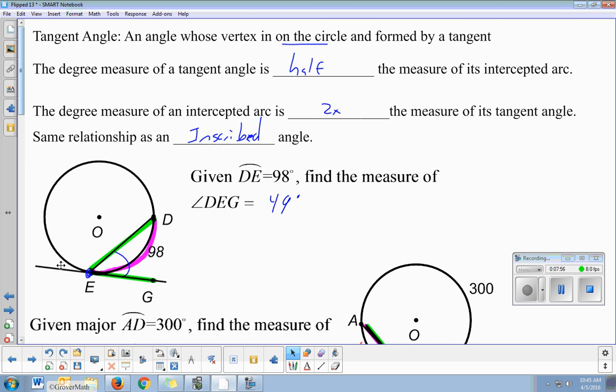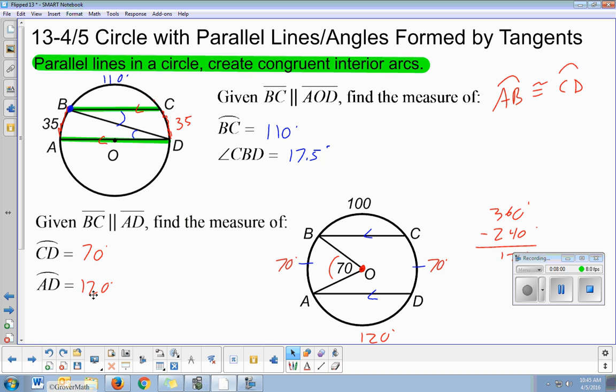Okay, so those are your inscribed angles, those are your tangent angles, and your circles with parallel lines.